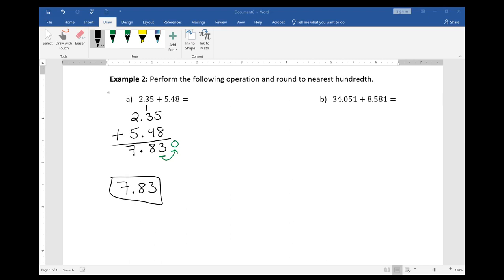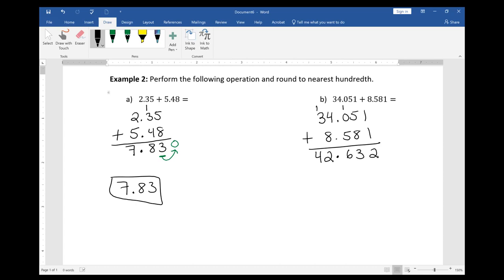Example B, 34.051 plus 8.581. So 34.051 plus 8.581. 1 plus 1 would give us 2. 8 plus 5 would give us 13. Carry the 1. 5 plus 0 is 5. Plus 1 is 6. Bring down the decimal point. 8 plus 4 would be 12. 2, carry the 1. And 3 plus 1 would be 4.